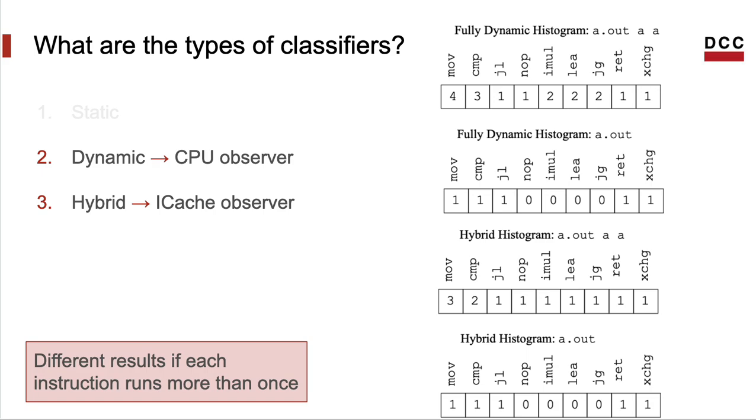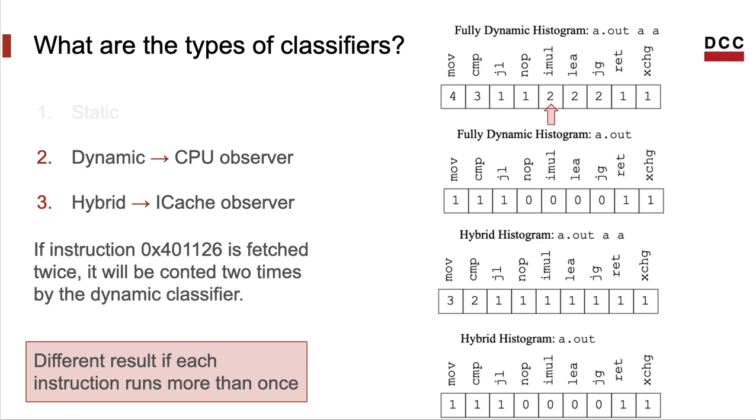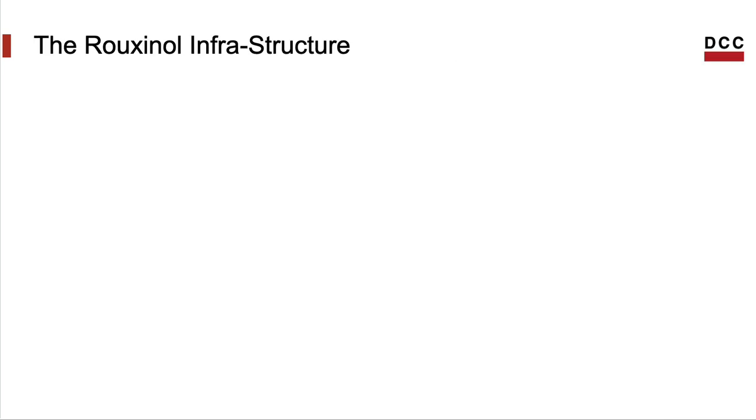But if some instruction runs multiple times, then the dynamic classifier will count more instructions than the hybrid classifier. For instance, imagine a given IMO instruction is fetched twice during the execution of the program, as if it were within a loop that iterates twice. Then the dynamic classifier will see 2 in the histogram for IMO. But if that's 2 executions of the same instruction, then the hybrid classifier will only count this instance of IMO once. Now, you might wonder how we implement classifiers and how we test them.